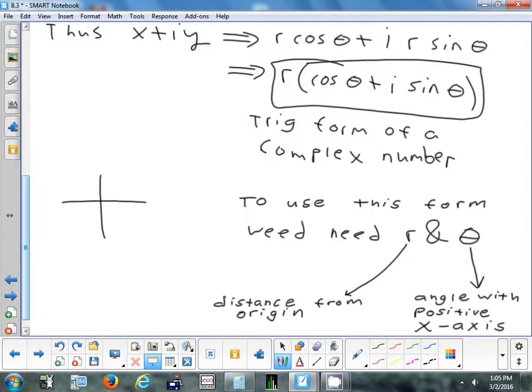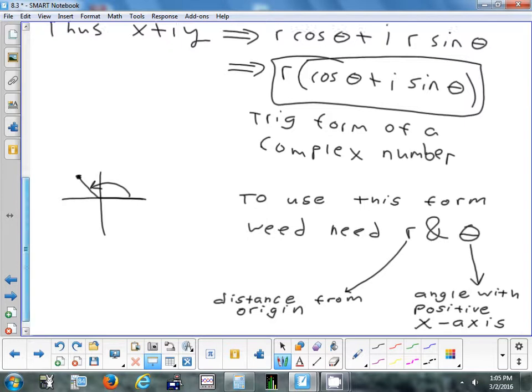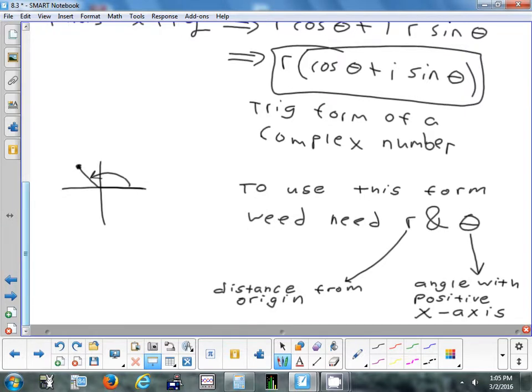Okay, so if we have a point right here, I need to know that angle. So I need the angle with the positive x-axis and the radius. All right, how do you think we're going to find the radius, if we know x and we know y? Yeah, we're going to use the Pythagorean theorem. X squared plus y squared equals r squared.